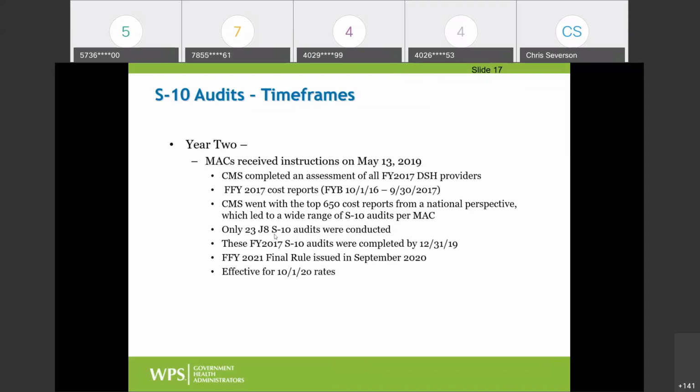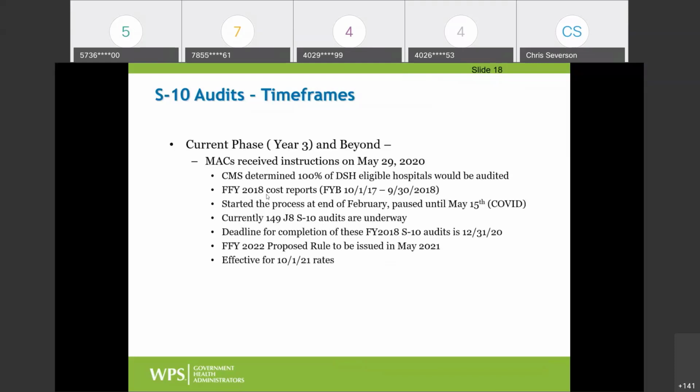Keep in mind the second year of the 2017 cost reports was still just a partial audit. And by that, I mean not every single provider was audited yet. Now we're in year 3, what we're working on right now. And we currently have 498 providers. Actually, I think that should be 494 providers that were selected for audit. It's really basically any DISH eligible provider. So it wasn't even a selection. It was any DISH eligible provider.